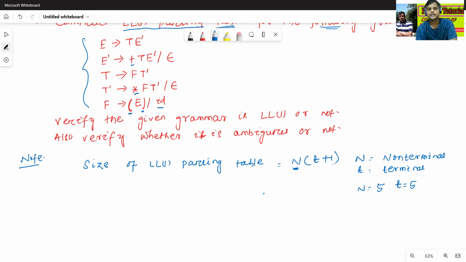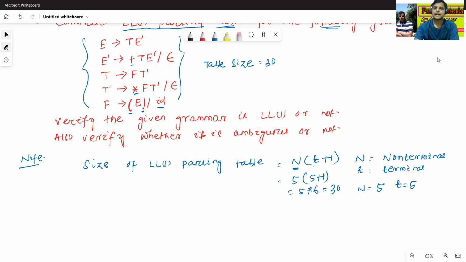So what is the size of the parsing table? Size of the parsing table equals N, which is 5, into T plus 1, that is 5 plus 1 equals 6. So 5 into 6 means total 30. So for this grammar, the table size equals 30.